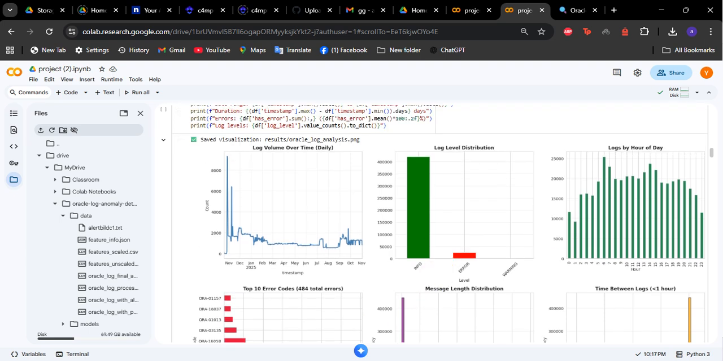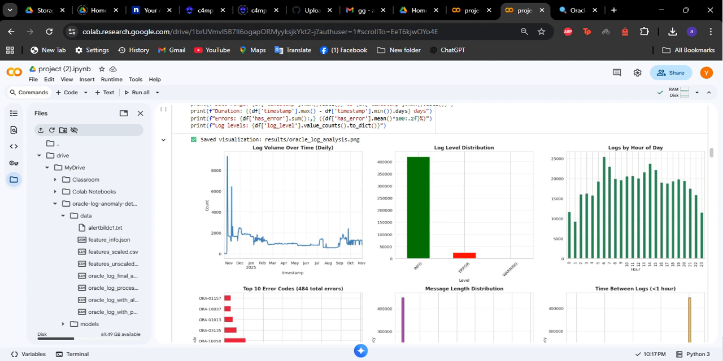So we can see the diagram over here. This first graph shows how many log entries are generated each day across the entire year. We can clearly see that the log volume is not constant. At the start of the year there are a few significant spikes, which indicate periods of unusually high system events or errors, and towards the end of the year the volume rises, showing more predictable patterns.